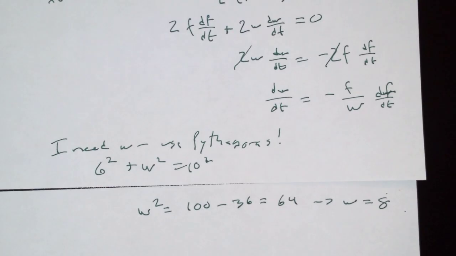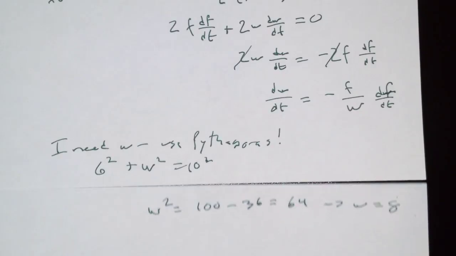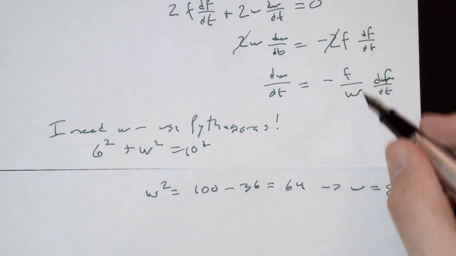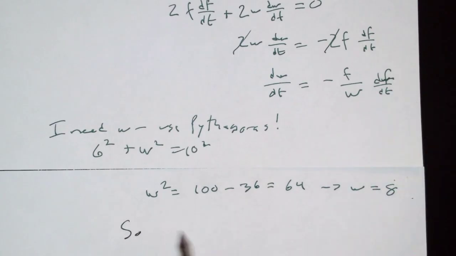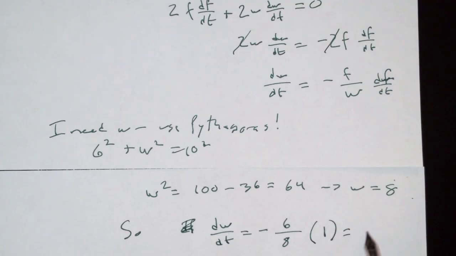If I'd recognized that, I might not have even needed to do Pythagoras, but I can't count on always remembering all my primitive Pythagorean triples. So now I know all the numbers that go into this side. dW/dt is minus F over W times dF/dt. Minus 6 over 8 times 1 is negative 0.75.